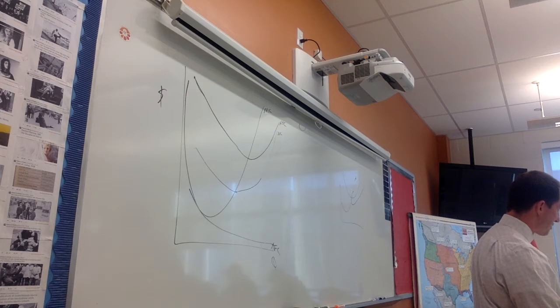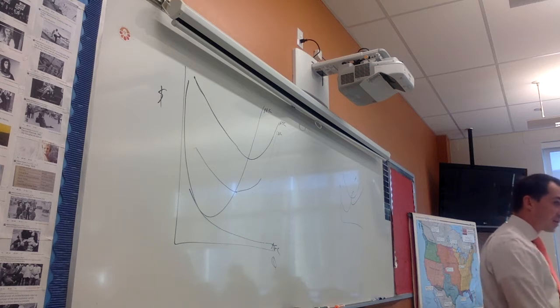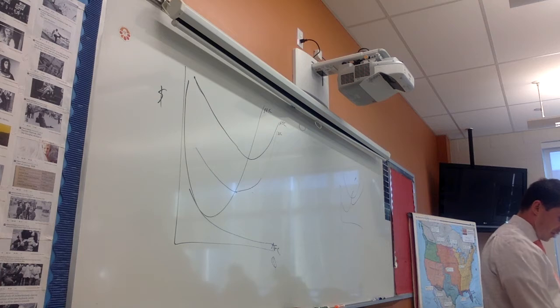10 divided by 2, nailed it. 10 divided by 3, 3.33, look, it did it for you. 10 divided by 4, so that's the 1, 2, 3, 4, 5th column. Done.